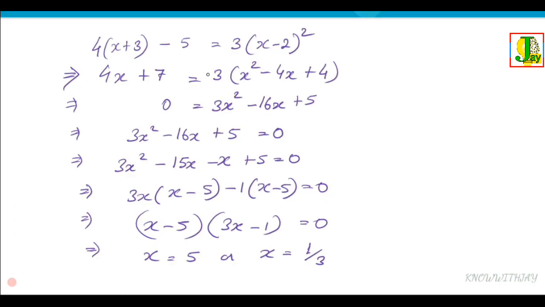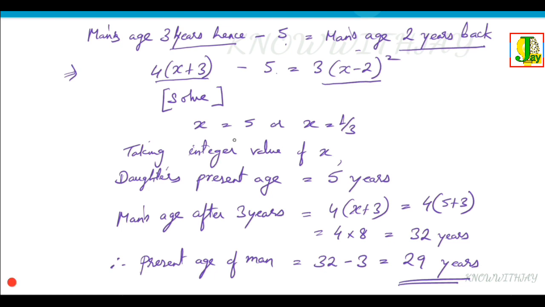We have reduced it to a quadratic equation 3x² - 16x + 5 = 0. So on splitting the middle term and finding the factors, we get (x - 5)(3x - 1) = 0, and x = 5 or x = 1/3.